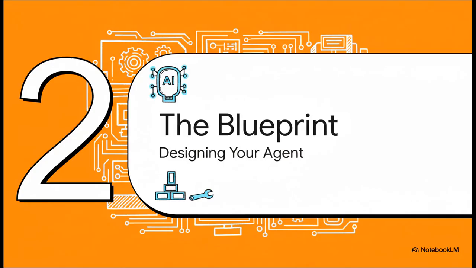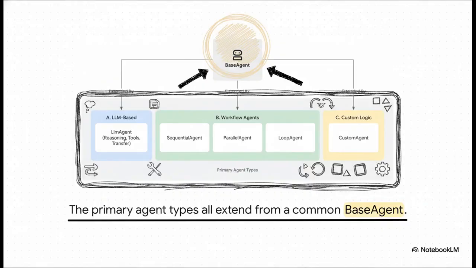All right, so let's get into the blueprint. Now that we know what an agent is, how do we actually go about designing one? What are our options? Okay, so at the very foundation, every single agent starts from the same place, this common base agent, and from there you can see it branches out into three main categories. You've got your LLM-based agents, which are great for reasoning. You've got your workflow agents, which are perfect for controlling a step-by-step process. And then you have custom agents for when you need to build something totally unique from the ground up.